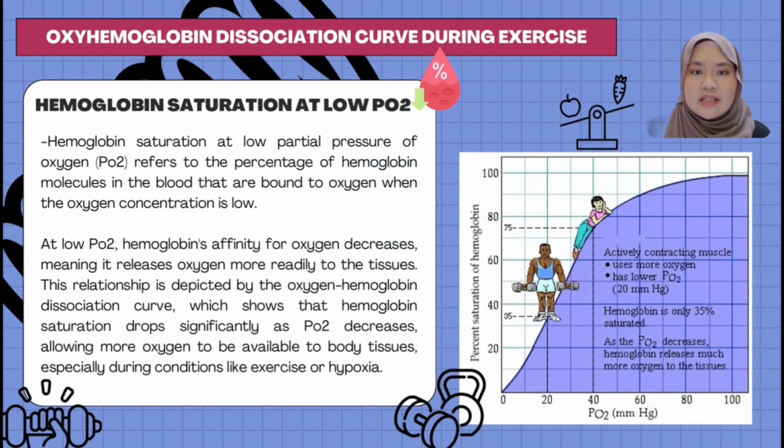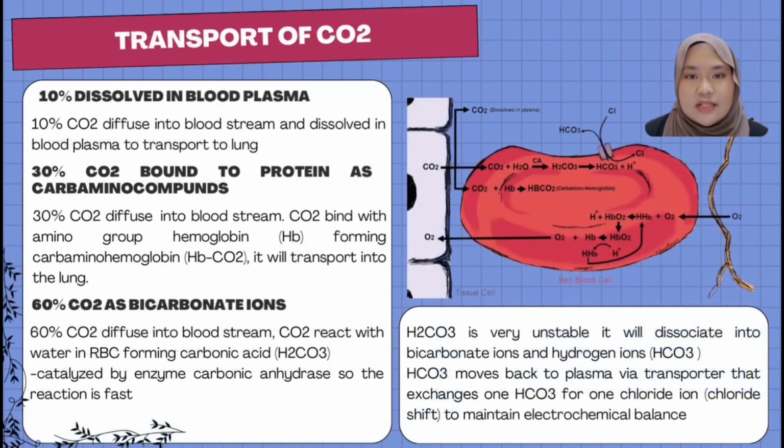Hemoglobin saturation at low PO2, which is low partial pressure of oxygen. PO2 refers to the percentage of hemoglobin molecules in blood that are bound to oxygen when the oxygen concentration is low. At low PO2, hemoglobin affinity for oxygen decreases, meaning it releases oxygen. 10% of CO2 will diffuse into the bloodstream and dissolve in blood plasma to be transported to the lung.